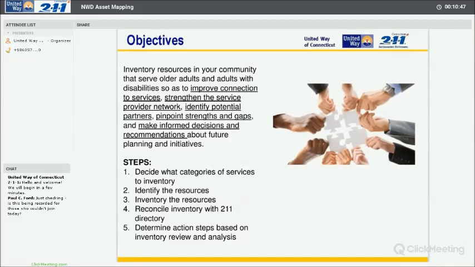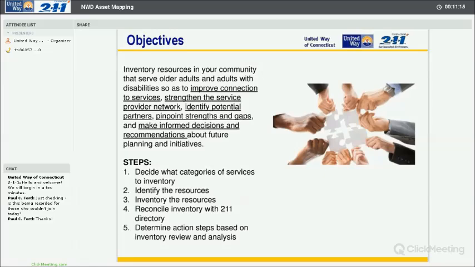We've broken out the exercise of asset mapping into 5 discrete steps. The first step is to decide what categories of services to inventory. That's your starting place. Where are you going to start? The second step is the actual identification of those resources. The third step is how you're going to inventory the resources you identify.